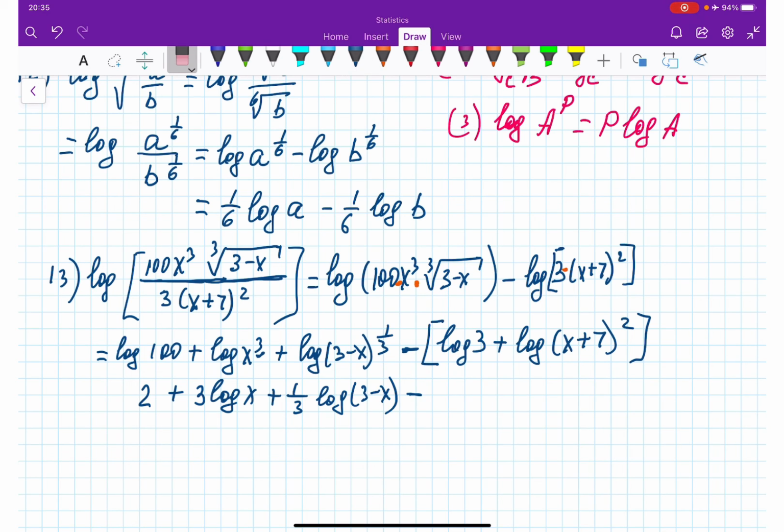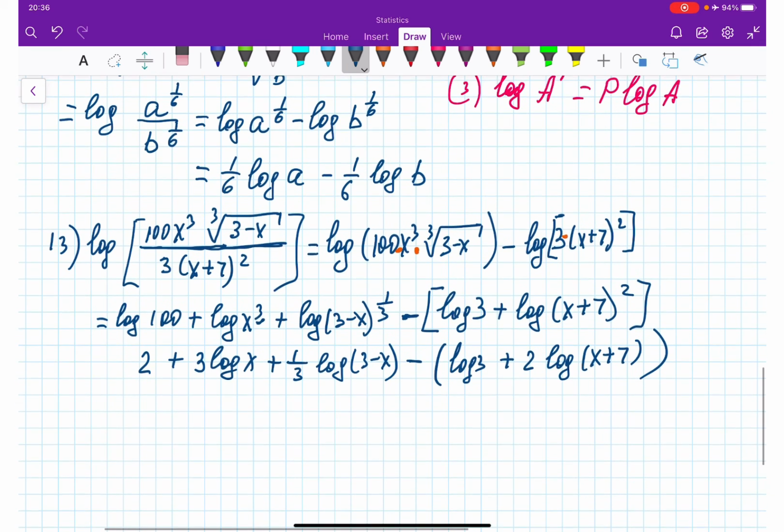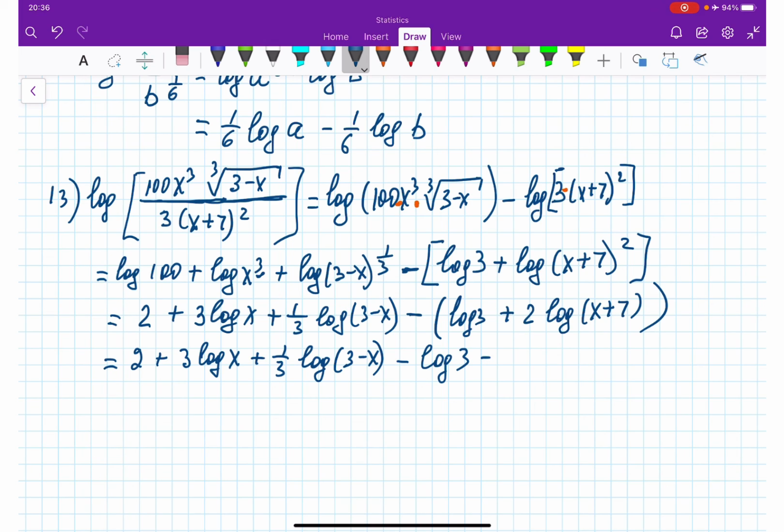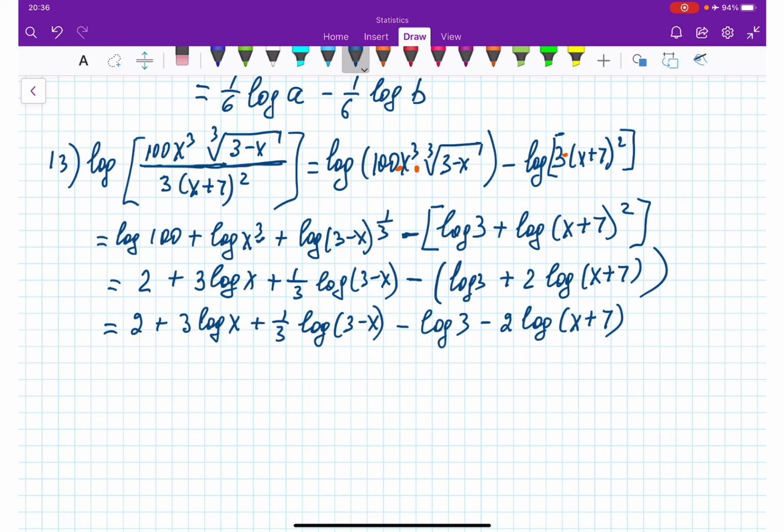taking parentheses, because we haven't opened it yet. So we get logarithm 3, and then this exponent 2 will come in front, 2 logarithm of (x plus 7). Now we can open parentheses and change the sign. This is going to be 2 plus 3 logarithm x plus 1/3 of logarithm of (3 minus x), and then minus logarithm 3, and then minus twice logarithm of (x plus 7). And we are done here.